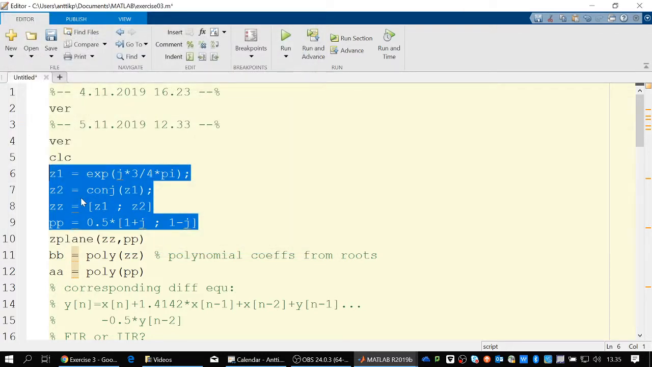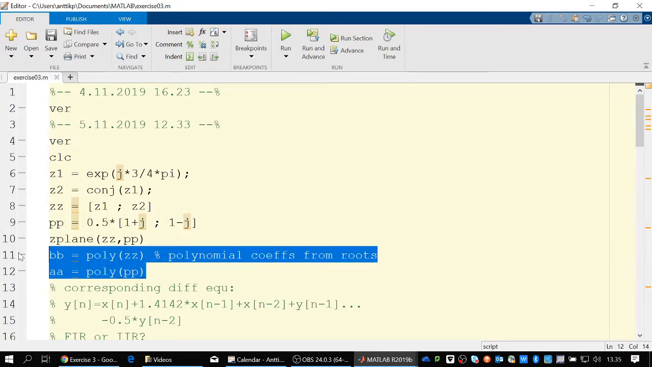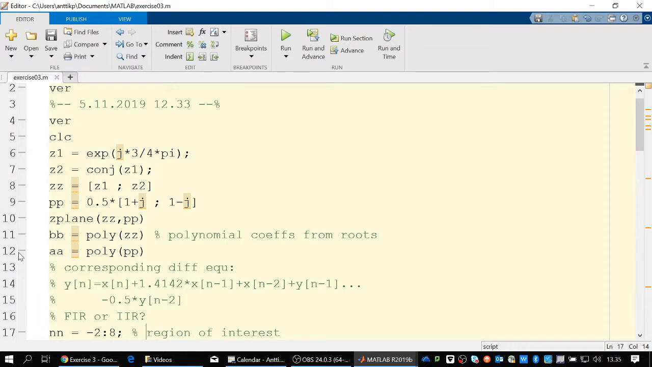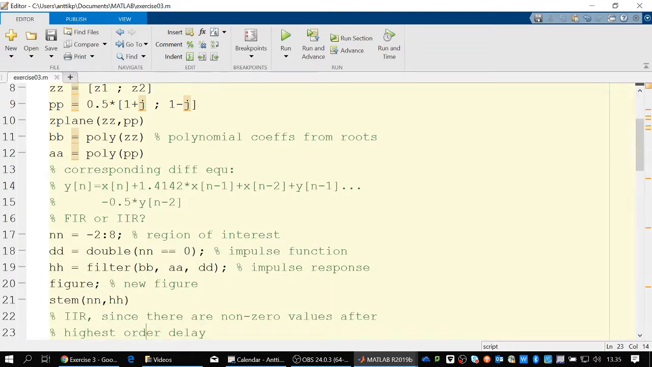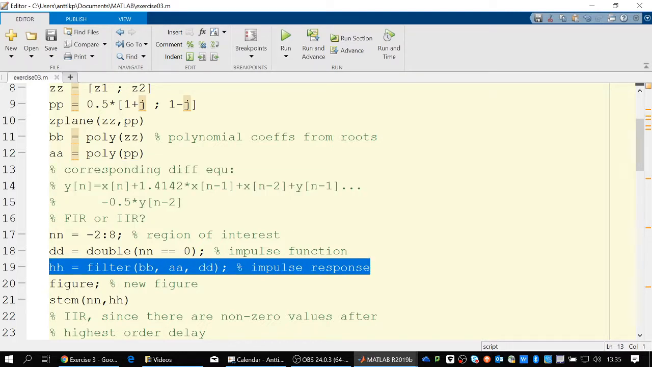Okay, verified it. Then I calculate the polynomial coefficients, which basically gives me this corresponding difference equation. Then I did the impulse response using the filter command. Actually, there is also an impulse response function you can use from MATLAB. But on the other hand, you don't need so many functions.